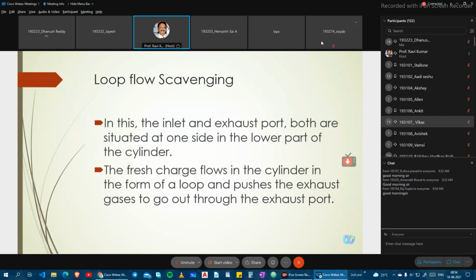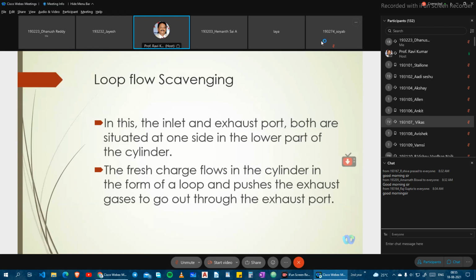And we have loop flow scavenging. In this type, the inlet and exhaust ports are both situated on one side, in the lower part of the cylinder. Basically in any engine we have an inlet port and an exhaust port, as shown in a port timing diagram. In the previous uniform flow design we showed two inlets for improving the scavenging.